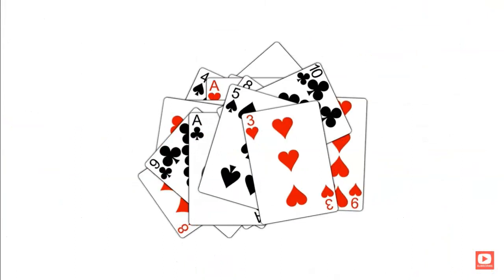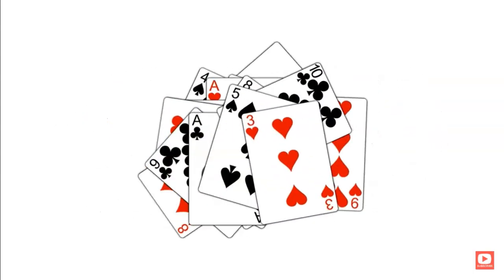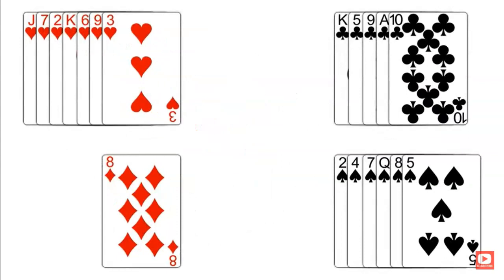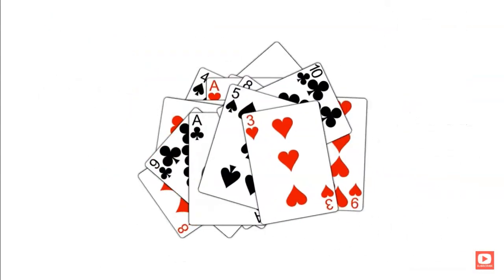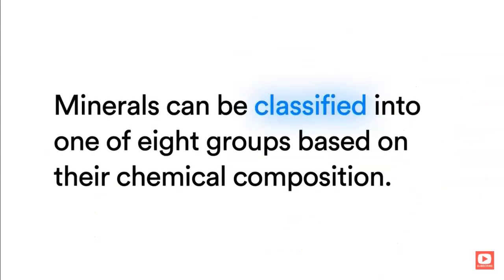I have a random stack of playing cards here, and I can group or classify them based on any number of different characteristics. For example, we can put all of our red cards together and all of our black cards together in a classification based on color. Or I could put all of my hearts together, clubs, spades, diamonds, and that would be a classification based on suit. I could even do something different, like put all of my face cards together and all of my number cards together, and that would be a different way of classifying these playing cards.